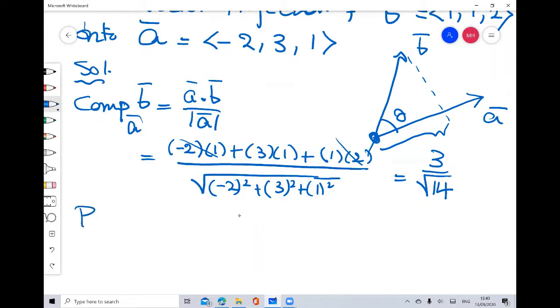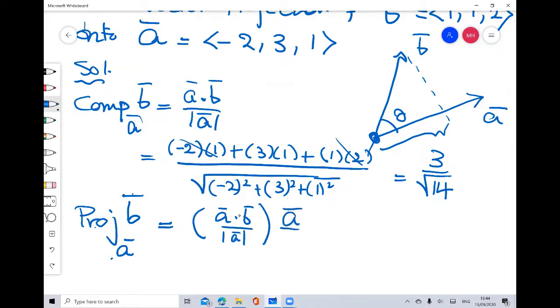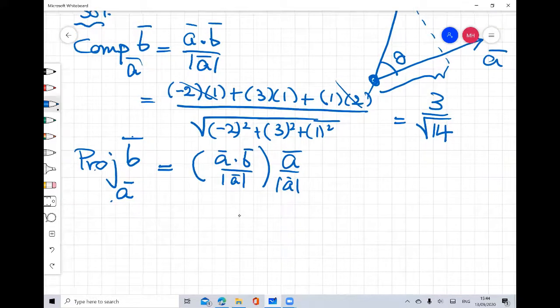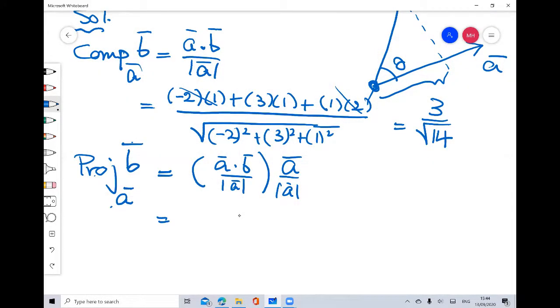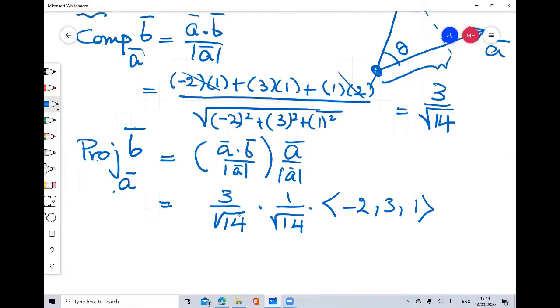Now, what about the vector projection? We denoted the vector projection using this notation, projection of B along A, which is actually the length, A dot B over magnitude A, times the unit vector in the direction of A. I'll multiply by A and divide by its length. Let's substitute. I already computed the value of the length, which is 3 over root 14. The magnitude factor is 1 over root 14, and the vector A is the vector negative 2, 3, and 1. Okay, this is the final answer.